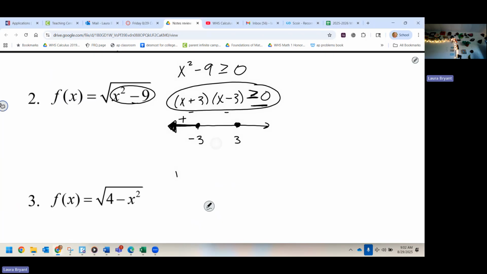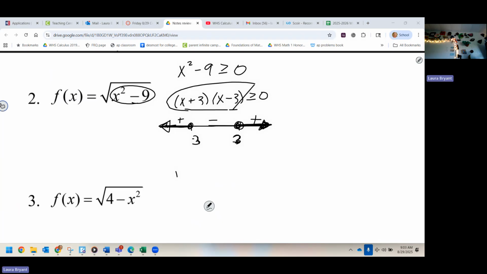Then I'm going to do a test value here. I think 0 is probably the easiest. So if I plug in 0, I'm going to get +3 times -3, which would be a negative number, which means this is not a part of my solution. And then I'm going to plug something in over here, like say +5. So we plug in +5, we're going to get 8 and 2. 8 times 2 is positive, so this will also be a part of the solution.